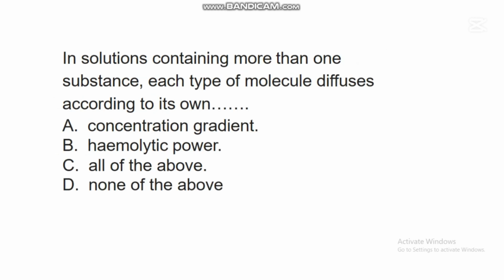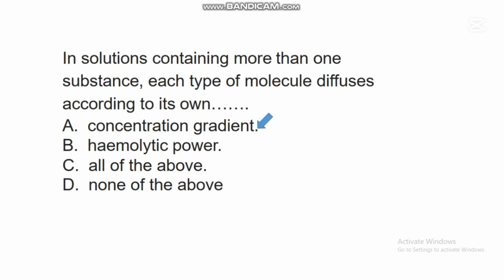The next question says, in solutions containing more than one substance, each type of molecule diffuses according to its own dash. A. Concentration gradient. B. Hemolytic power. C. All of the above. D. None of the above. In this question, the correct answer is A.